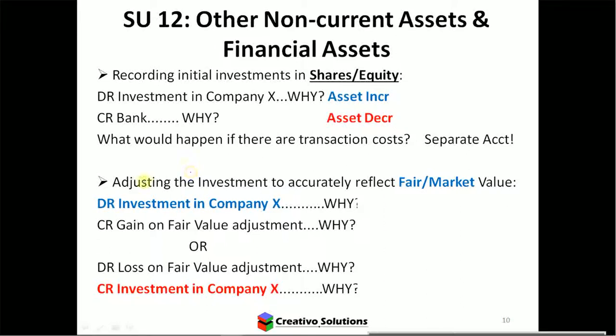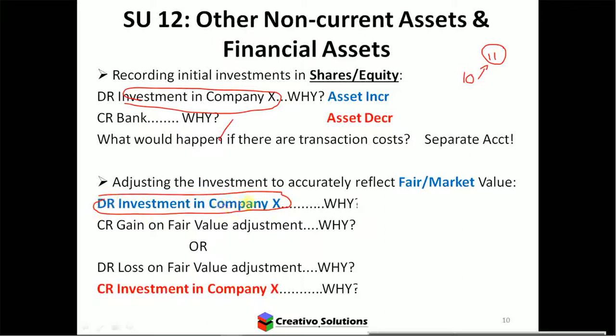What's going to happen to the value of the investment? It's going to change. So if I buy shares in company X, and let's say the shares are worth 10, tomorrow they might be worth 11. Is that good or bad? That's good. The value of the investment has gone up. So how do I change that investment's value? I need to increase it.